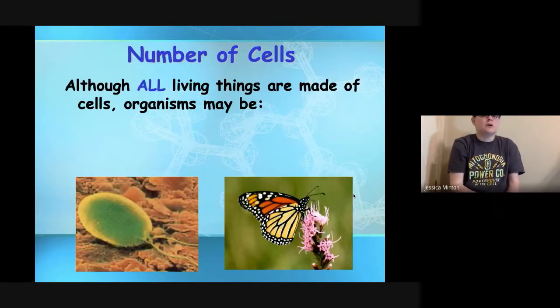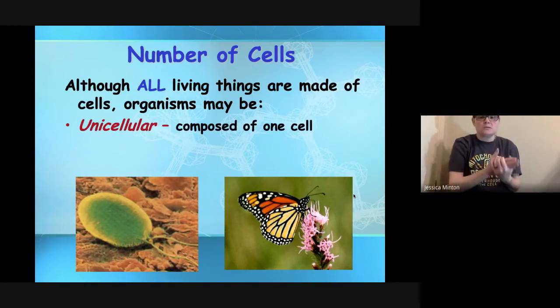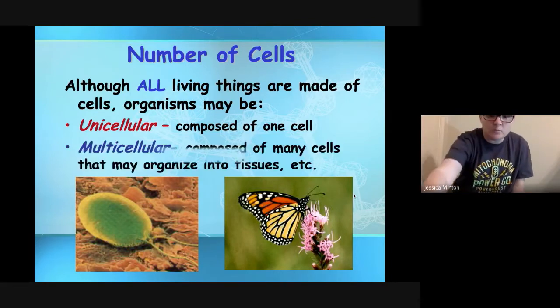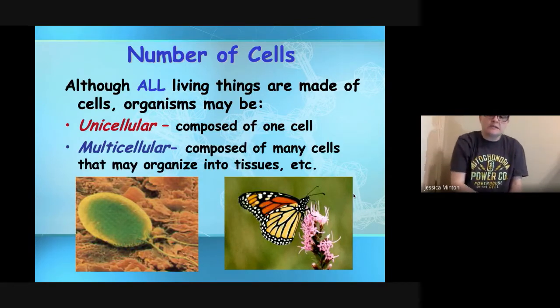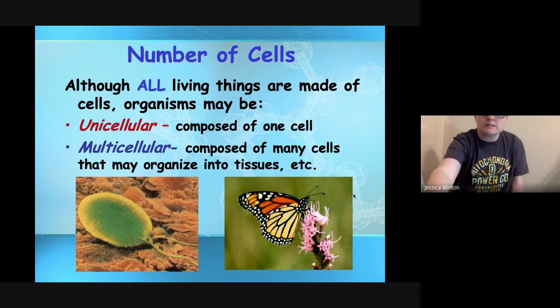Now, when we talk about number of cells, we go back to cell theory: all living things are made out of cells. So in this classification, you're looking at two. You can either be unicellular, like a unicycle with one wheel. So unicellular means I'm composed of one cell and one cell only. Or it can be multicellular, composed of many cells, which can organize into tissues and organ systems, and we'll get into that a little later.